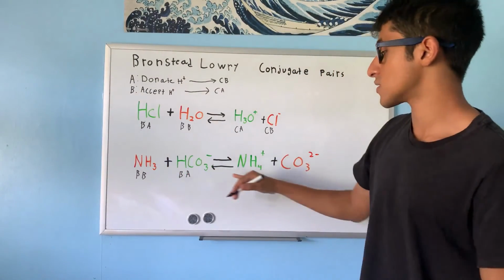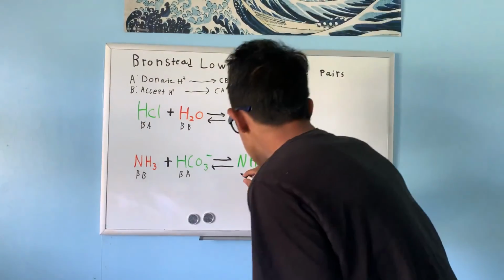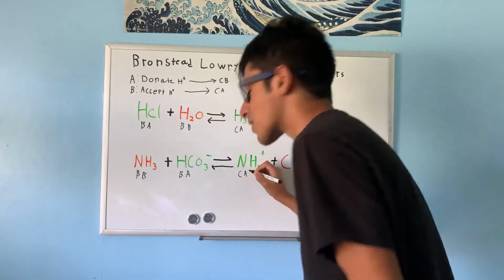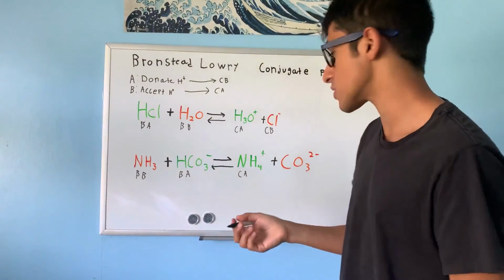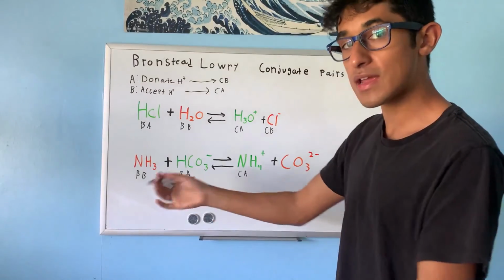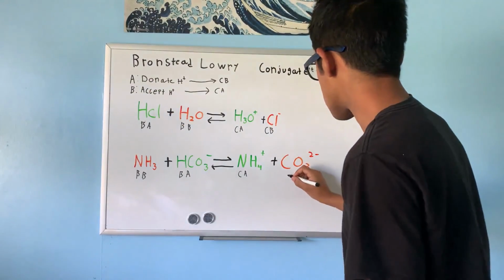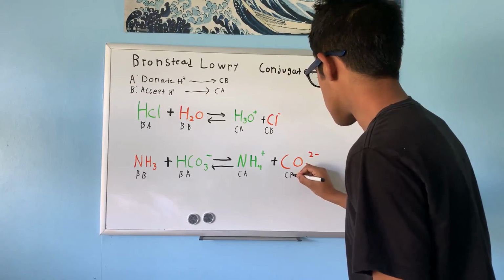So now that NH3 has turned into NH4 plus, it wants to give its hydrogen away. So as a result, it becomes a conjugate acid. Because remember, acids like to donate their H plus ions. And here we have CO3 2 minus. Now that HCO3 minus gave away its hydrogen, it wants one back and it wants to accept a hydrogen. So as a result, it becomes the conjugate base.